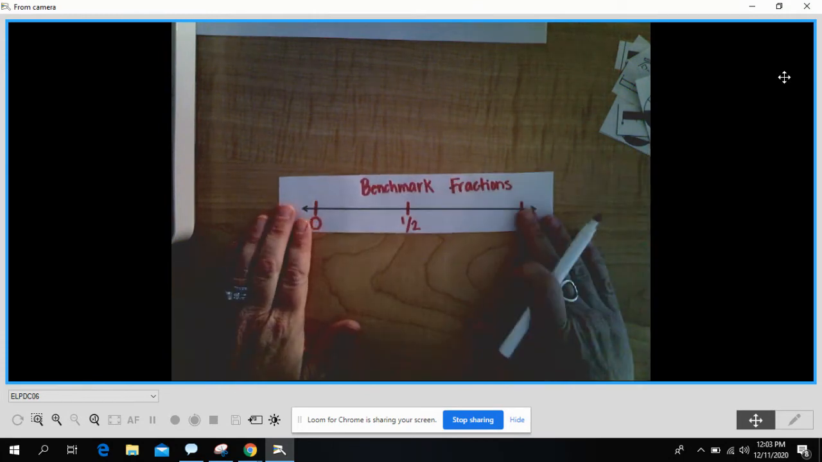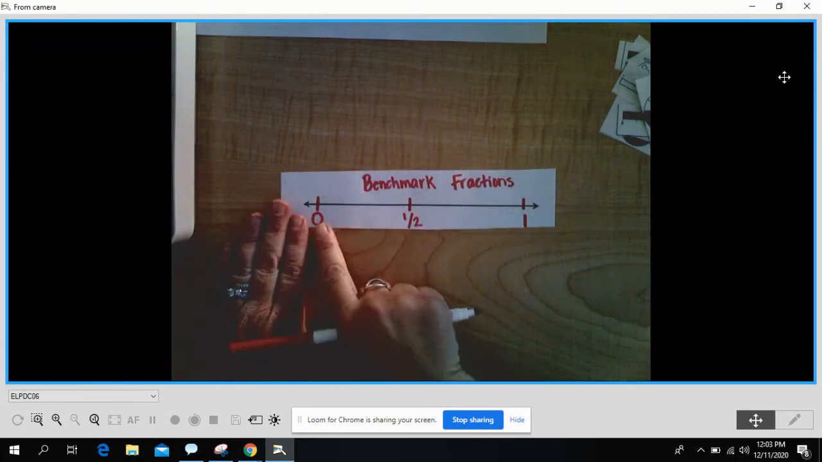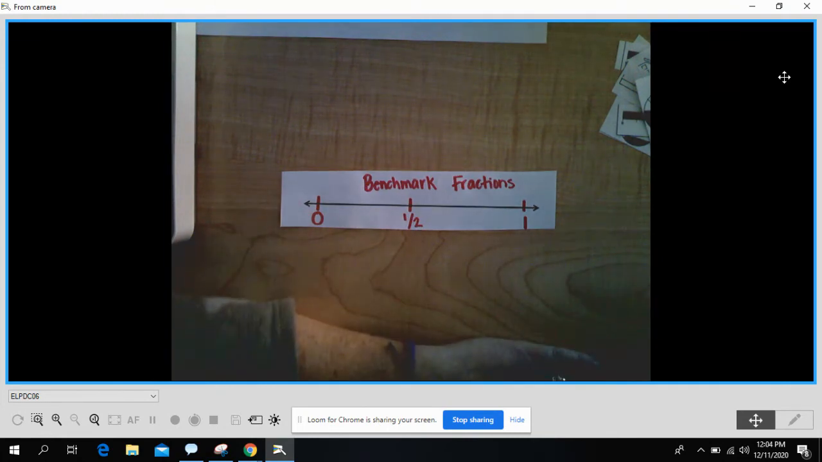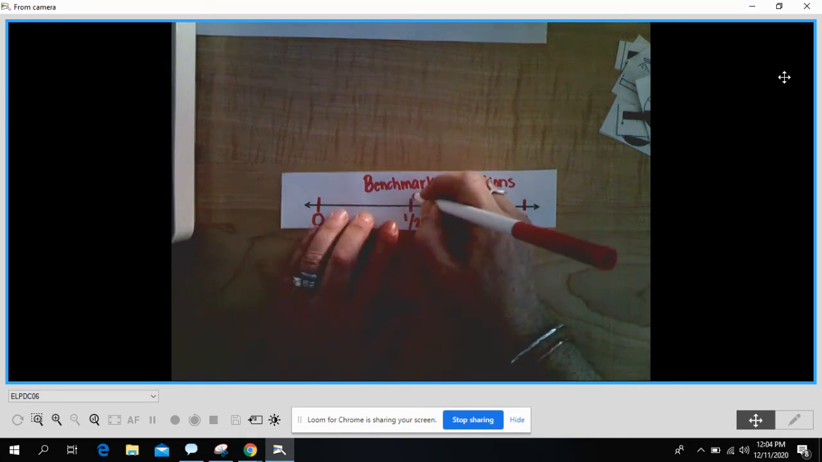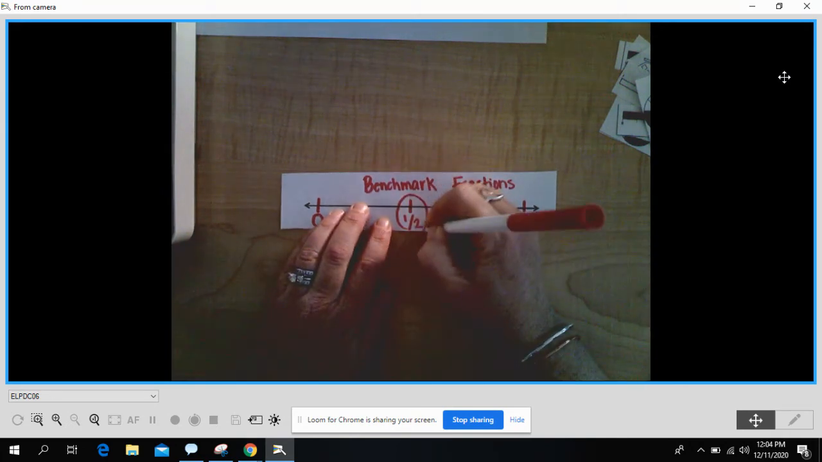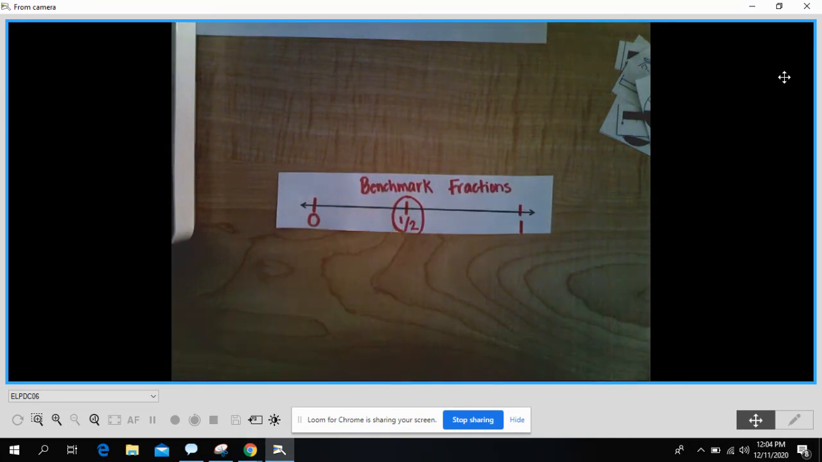So we're going to look at some models, some fraction models, and put them with our benchmark fractions. Our main focus today, though, is going to be on this fraction, on half. We're going to spend our time really focusing on that benchmark fraction.